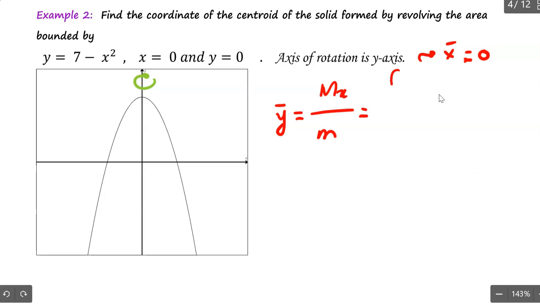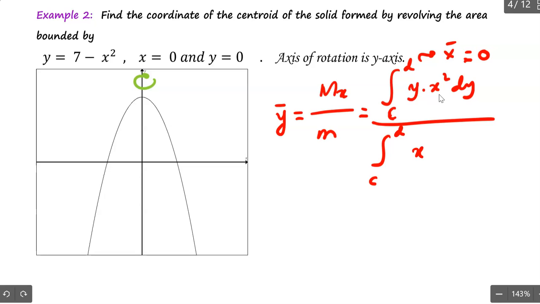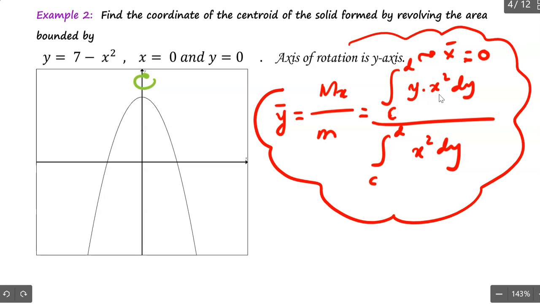So that means you are going to work with the formulas from c to d, because we are working with the horizontal element in this case. So the integral of y times x squared dy, divided by the integral from c to d of x squared dy, because this will be related to this method.